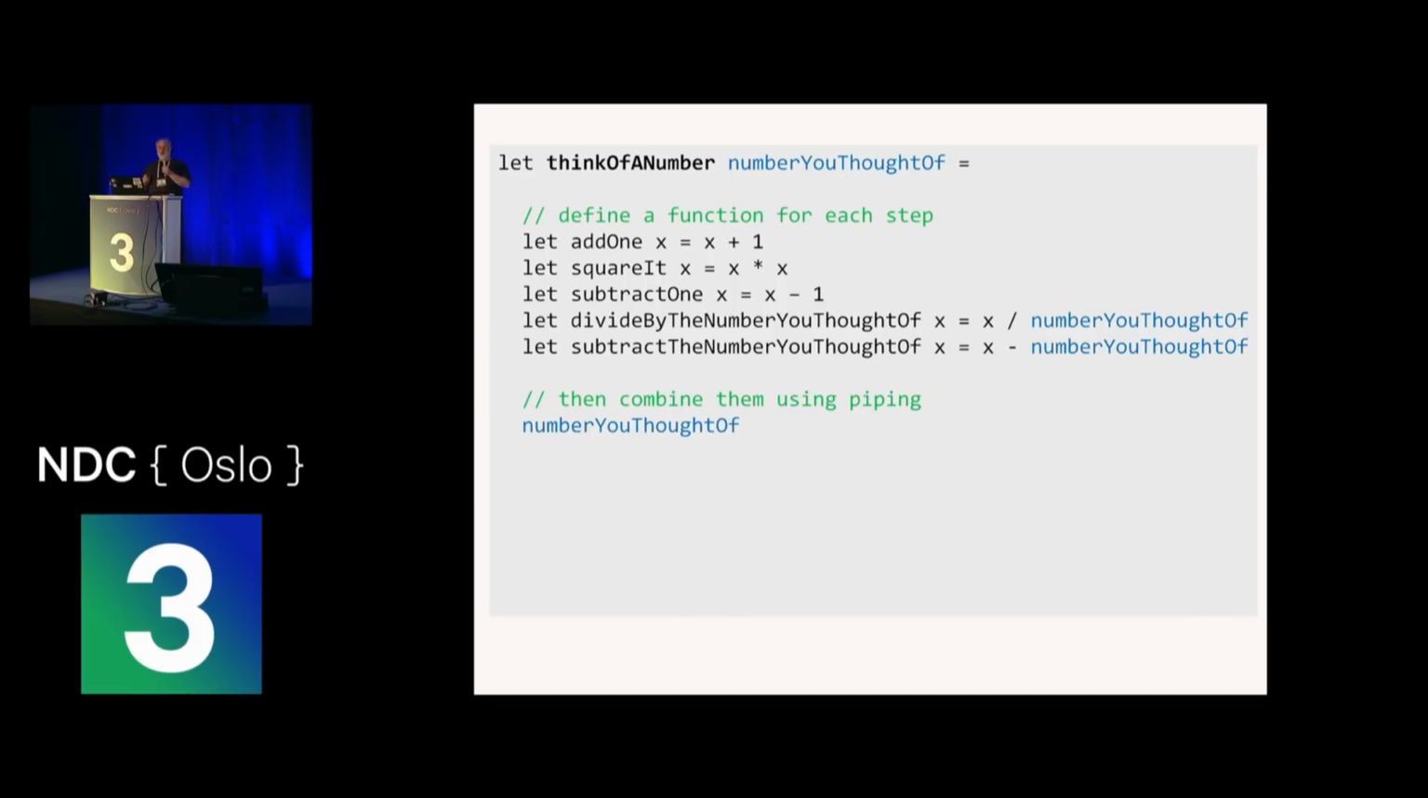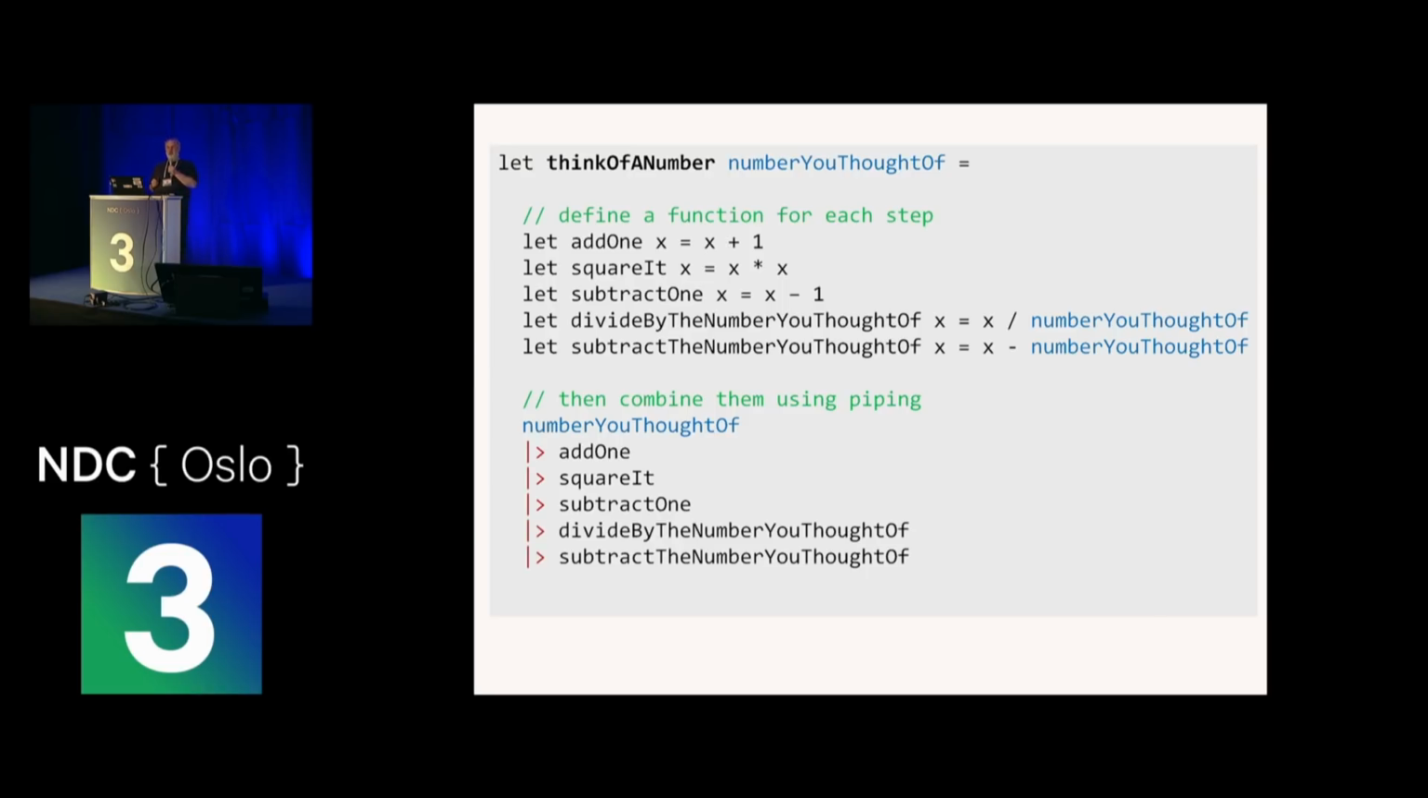We start with a number, we feed it into add 1, we take the output of add 1 and feed it into square it. We take the output of square it, feed it into subtract, so we take the output of that, and so on and so on. And that gives us the final answer, which is 2. So this is a complete little program written using nothing but functions, okay? It's object-free code. All right?